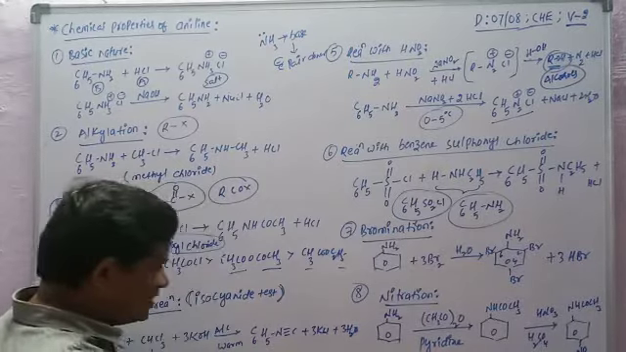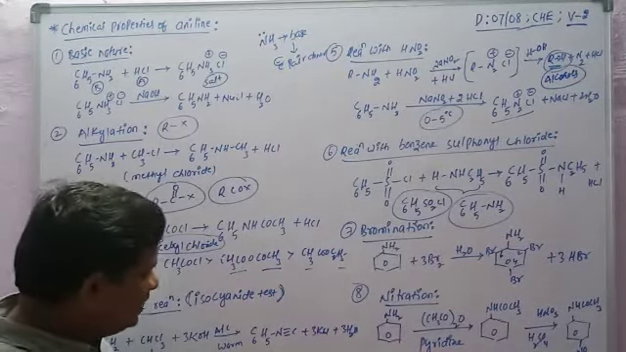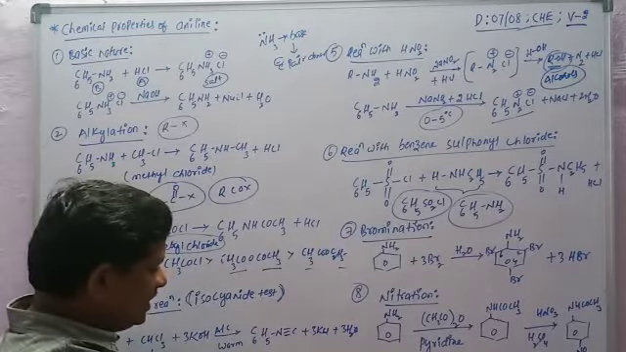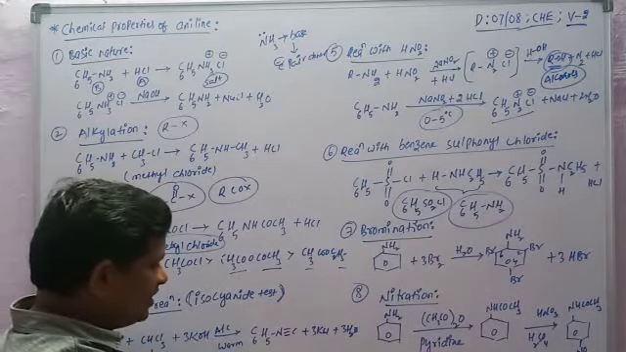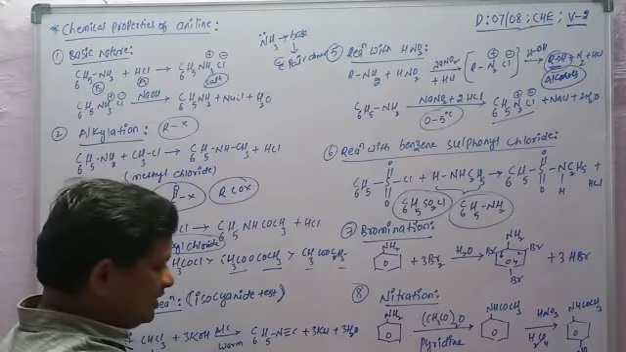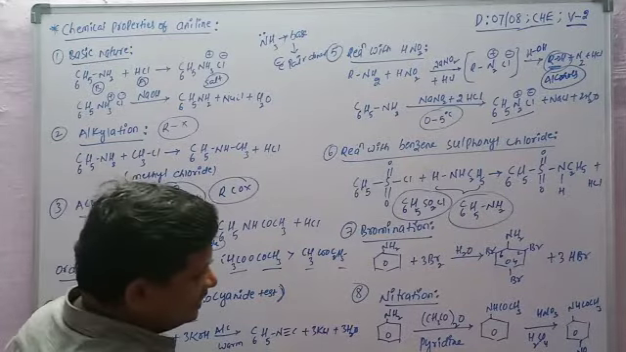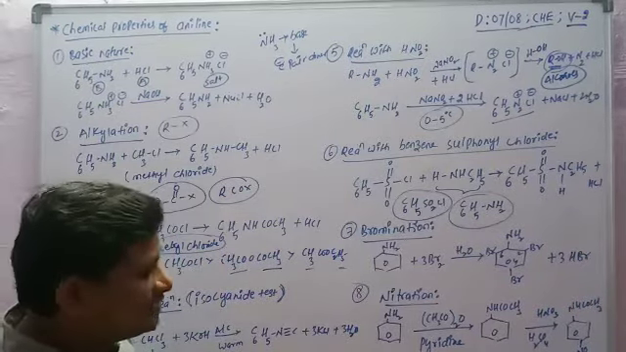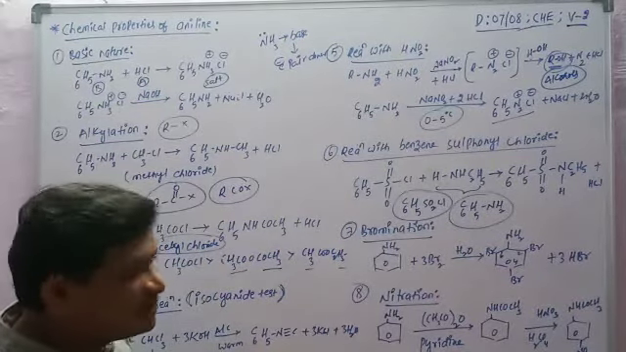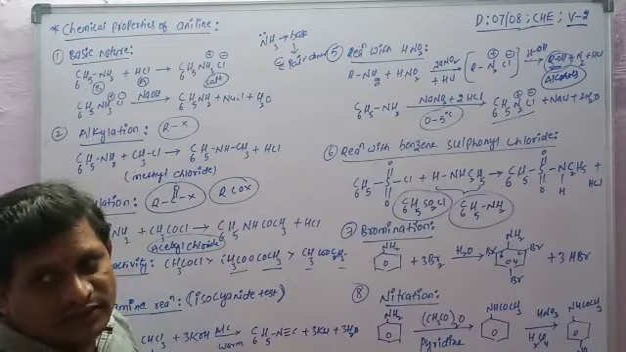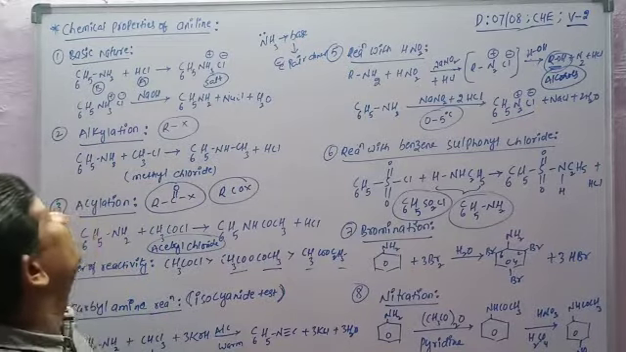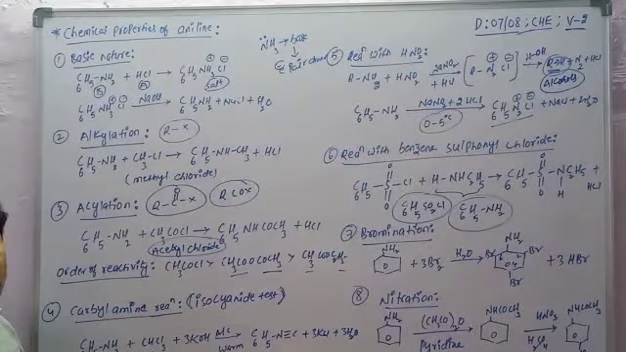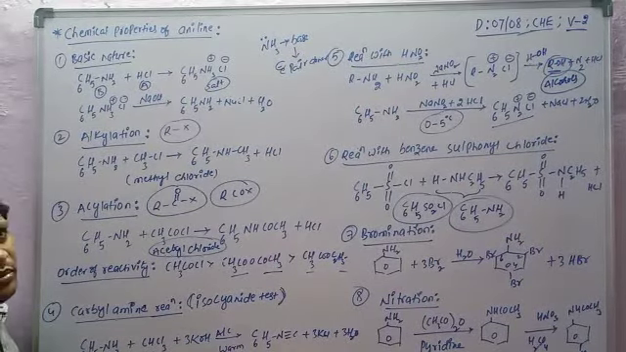The next reaction is sulfonation. Sulfonation means aniline reacts with sulfuric acid, H2SO4. Then there is addition of one hydrogen, giving NH3 plus HSO4, and then it gives the sulfonation product. So these are the chemical properties of aniline. Now, what are the chemical properties of aniline?